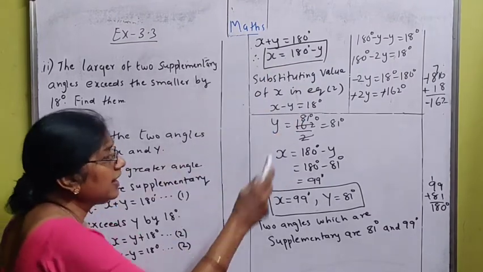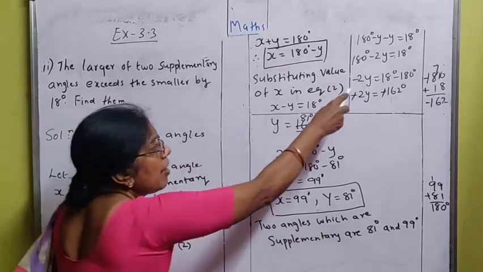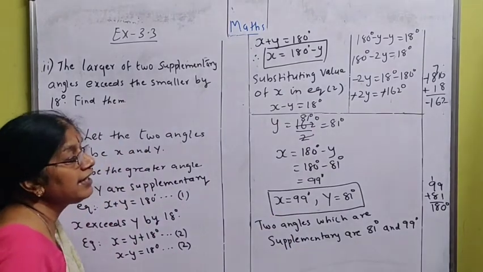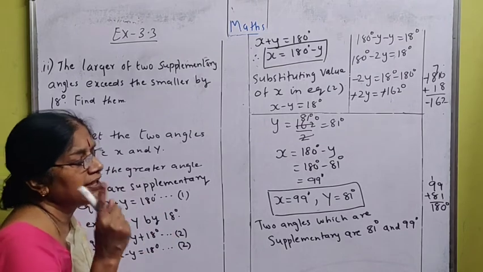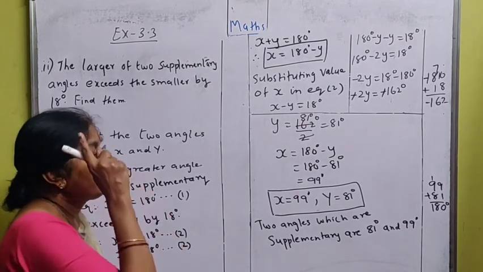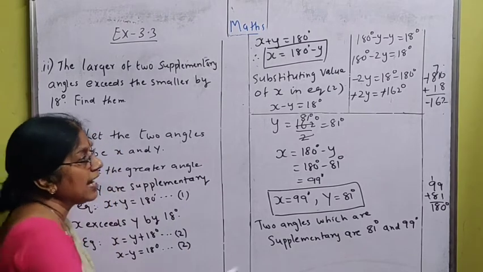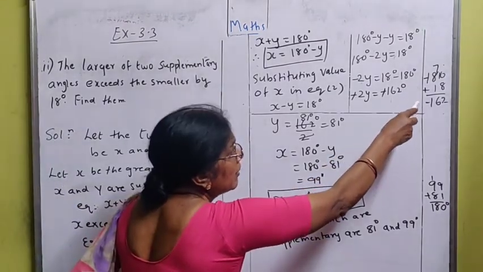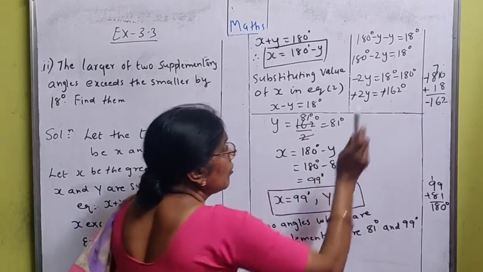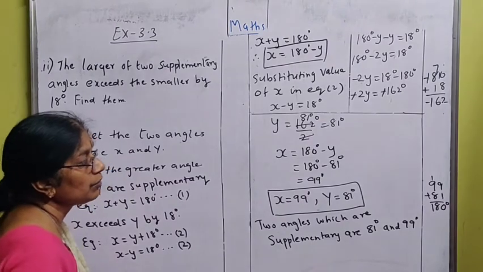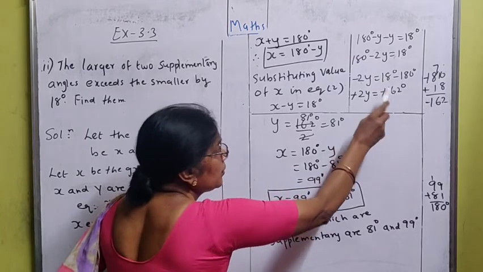Then 180 degree is a constant. We will take it to the other side. So what shall we get? Minus 2y is equal to 18 degree minus 180 degree. One is a positive integer, another is a negative integer. From the greater number you subtract the smaller number and keep the greater number's sign. So 180 minus 18 is 162. 180 is the greater number, so I got the answer as minus 162. Both, that is minus 2y is equal to minus 162 degree.